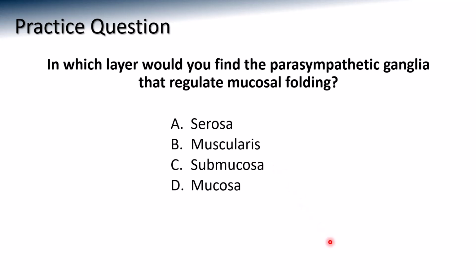All right, one practice question for you before we reach the end here. In which layer would you find the parasympathetic ganglia that regulate mucosal folding?